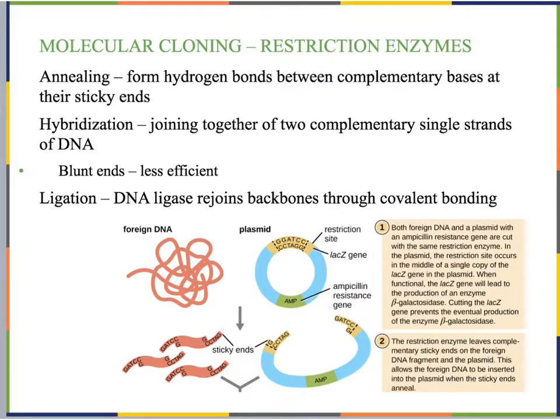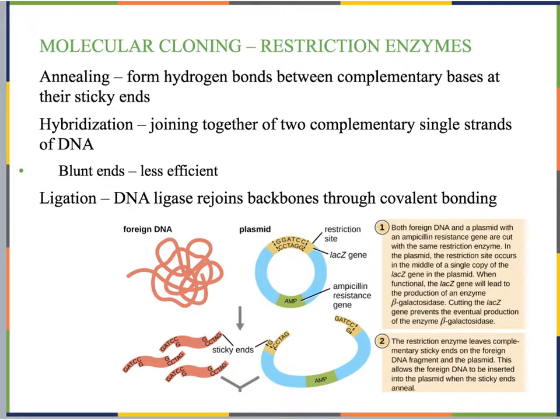So then what we're going to do is we are going to anneal. So annealing is where we are going to form those hydrogen bonds between those complementary bases. So remember we had those sticky ends, and those nucleotides are out there just trying to hydrogen bond with something else. And so the actual process of forming that bond between that nucleotide that's trying to hydrogen bond and another nucleotide that's trying to bond is called annealing. So when the two nucleotides with their hydrogen bonds bond together, that's annealing.